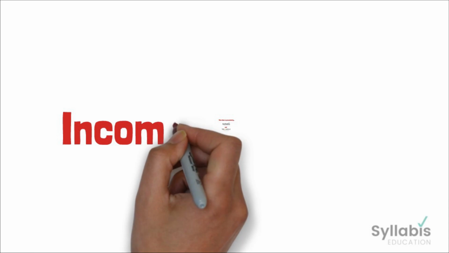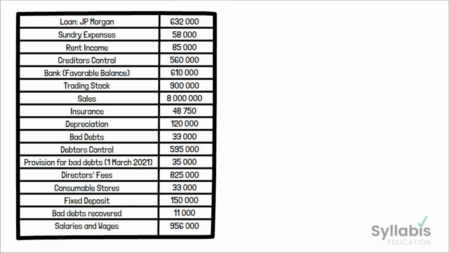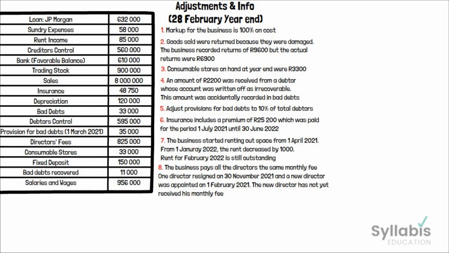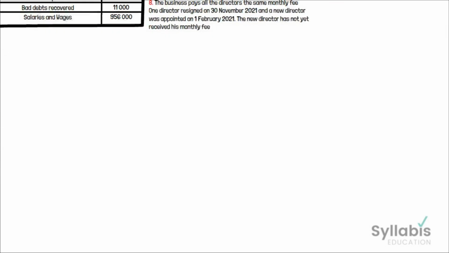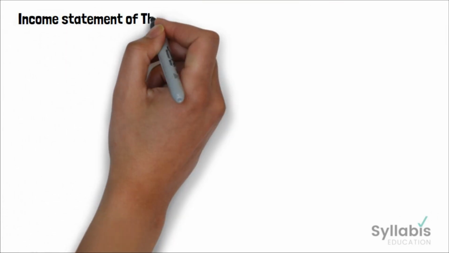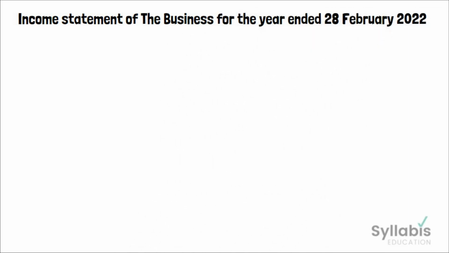In this video, you'll learn how to complete an income statement. Here is the information we'll be working with. These are the adjustments and additional information for the business. Here's the income statement of the business for the year ended February 28, 2022. Don't forget to include this heading because sometimes you'll get a mark from it.